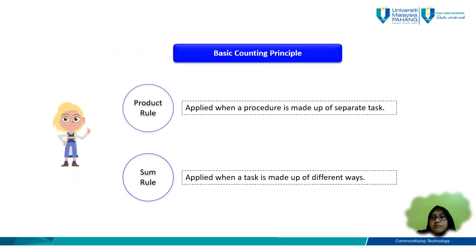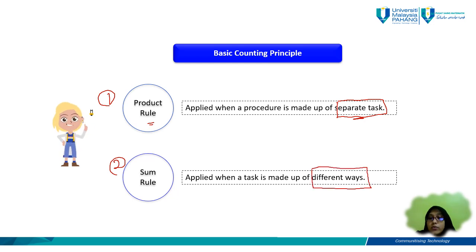Under the basic counting principle, we have two rules. The first one is the product rule and the second one is the sum rule. What is the difference between these two rules? The product rule is applied when a procedure is made of separate tasks. So the keywords for the product rule are separate tasks. While the sum rule is applied when a task is made up of different ways. So the keyword for the sum rule is different ways.